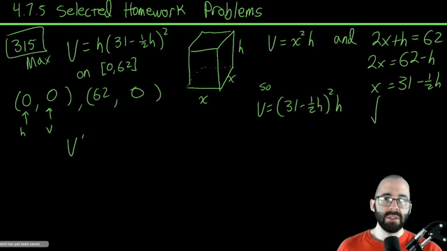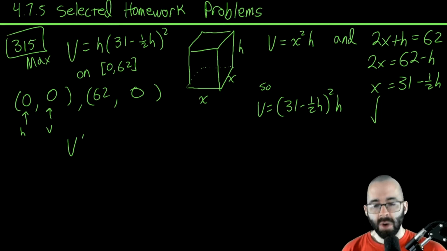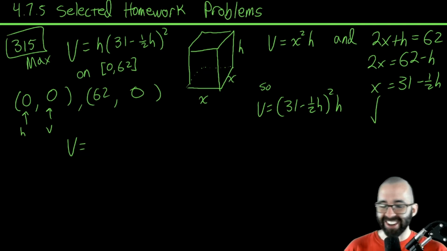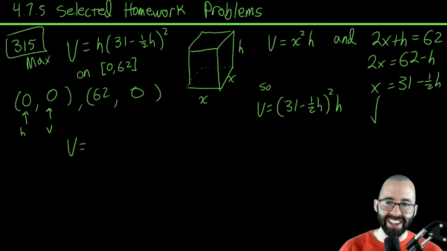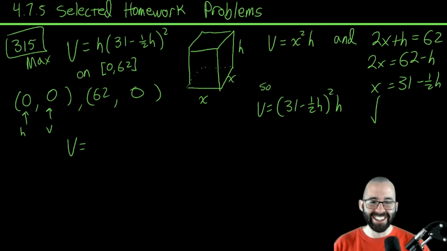And you can either use the product rule here, or you can FOIL it out first. Do you want harder calculus or do you want harder algebra? I'm going to choose the algebra. Let's FOIL it. Actually, I don't want to FOIL this out. I'm going to do the harder calculus. These are big numbers. I'm going to have to type in 31 squared into my calculator. You can do either way.